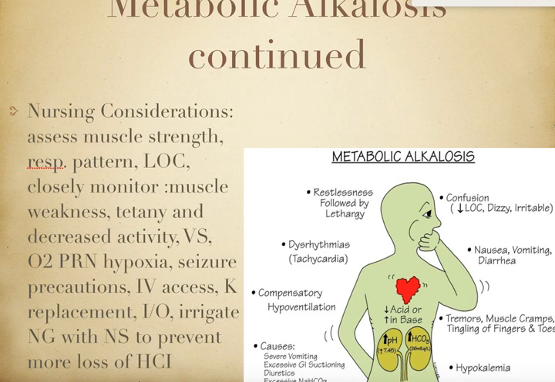Your PaCO2 is going to be greater than 45 if the respiratory system is compensating, or it may be low. You could see low potassium, low calcium, and you can see EKG changes. Treatment: we're going to correct the acid-base imbalance by giving the body time to get rid of excess bicarb and increase the hydrogen level. Very rarely, ammonium chloride is given.